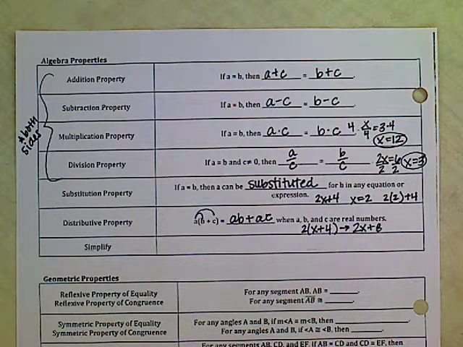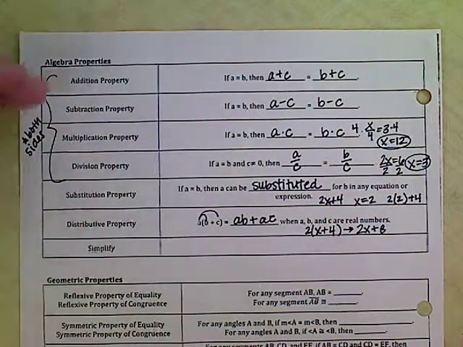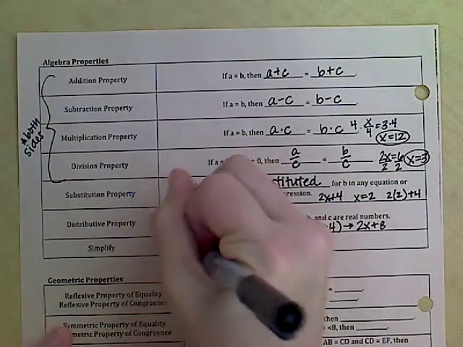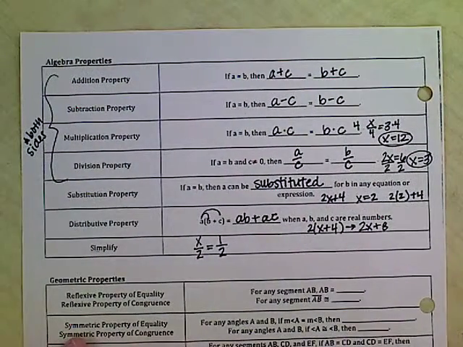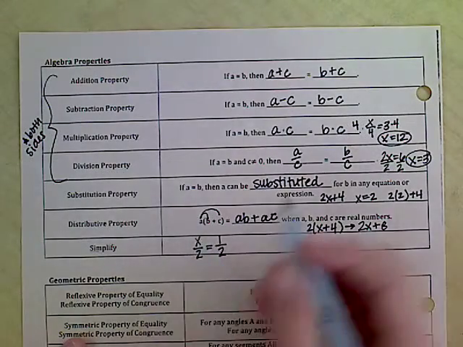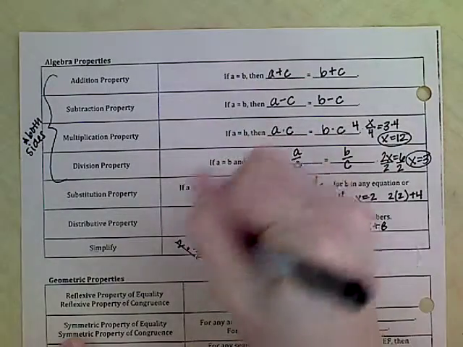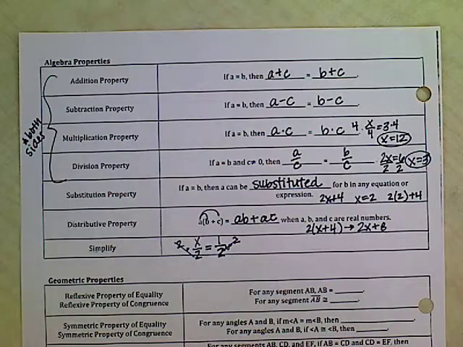The very last one is a little bit tricky to differentiate between: when to use simplify and when you're using any of these other properties up here. So I'm going to show you an example. Let's say I am solving an equation like x over 2 equals 1/2. If I want to solve for x, I have to multiply by 2. I would be multiplying by 2 using the multiplication property.